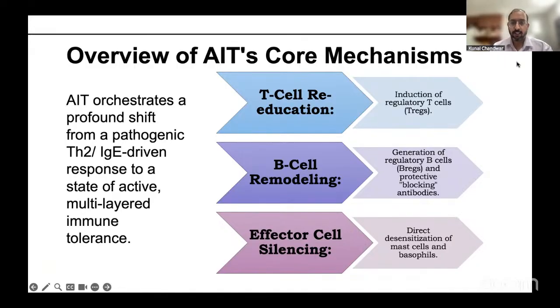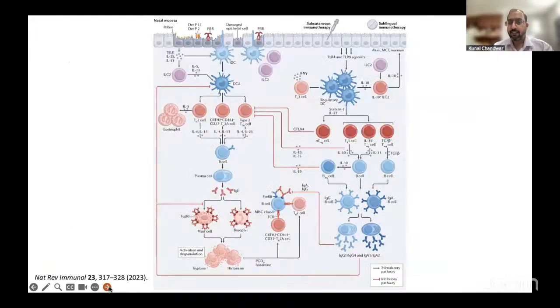So is B cell remodeling. You then start producing remodeled antibodies that are much more resistant to stimulation by an allergen and causing an allergic reaction. And you even have effector cell silencing. So you would have mechanisms that would cause desensitization of both the mast cells and basophils. So it is not just at one specific area that allergen immunotherapy acts, it acts at multiple levels. And there is an entire cascade that it brings about.